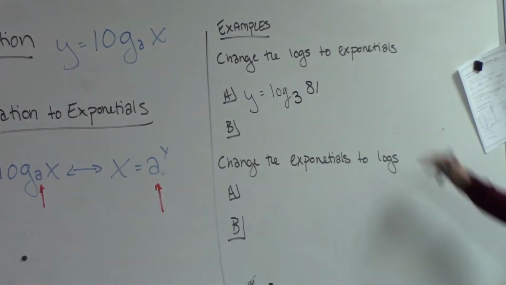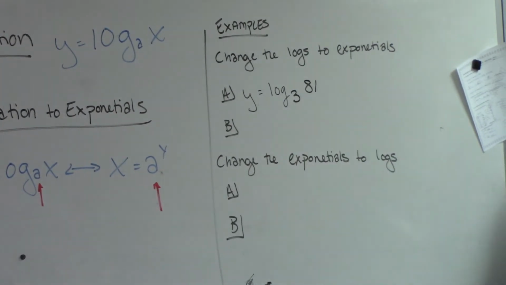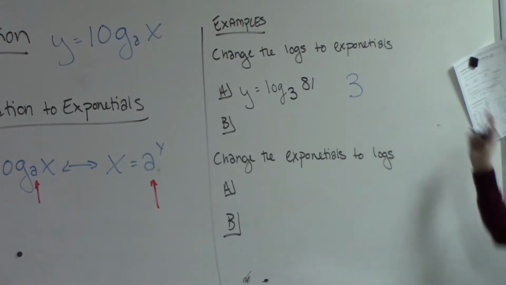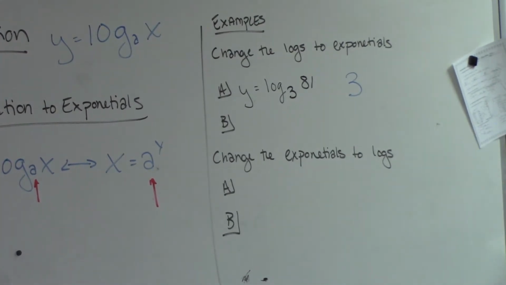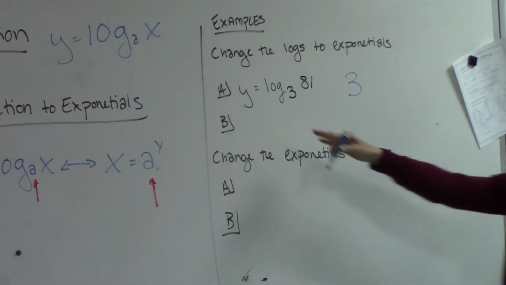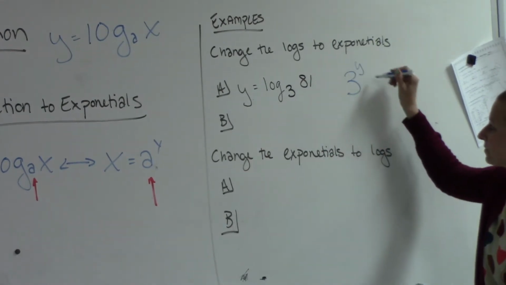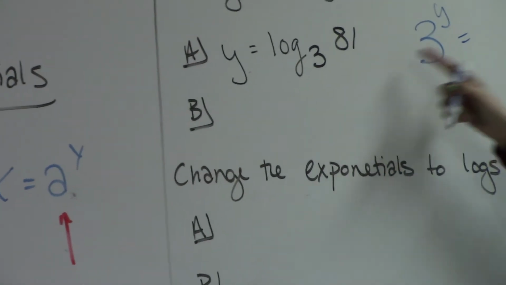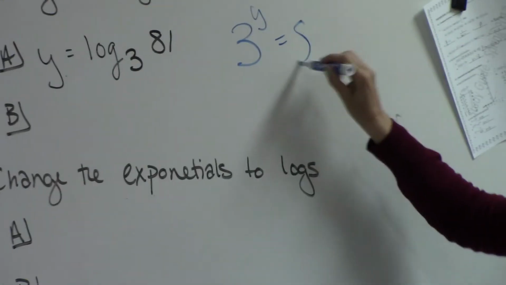What is the base on this log function, ladies and gentlemen? 3. All right, and then the exponent is the number by itself. What's the exponent going to be in this particular problem? 1. Yes, good answer. It was a toughly worded question. You got it, and it equals the argument. So what does it equal, ladies and gentlemen? 81. Fantastic.